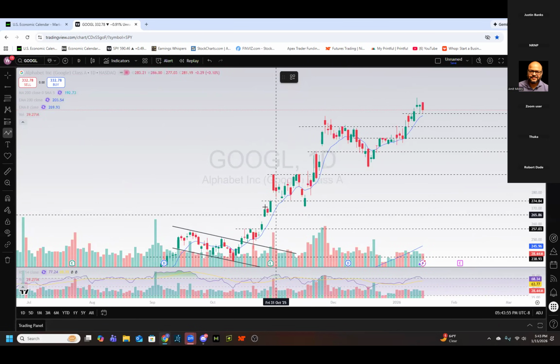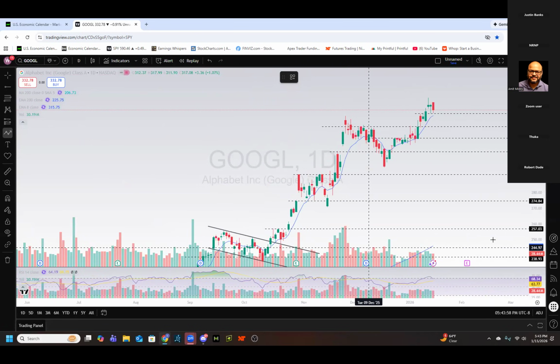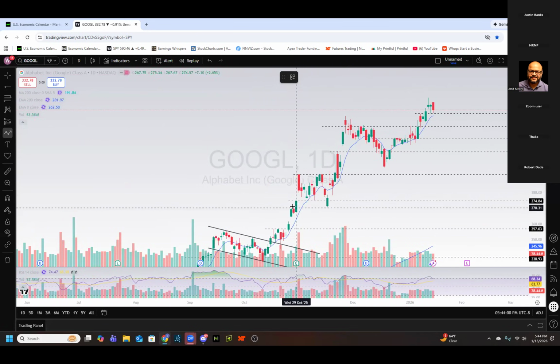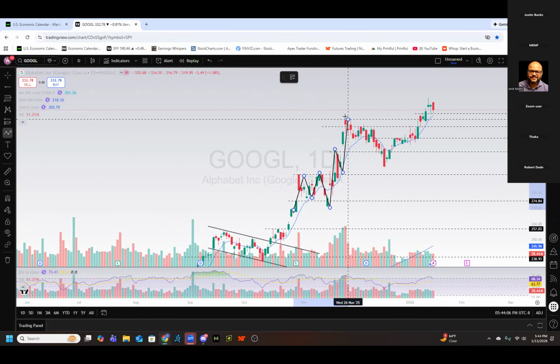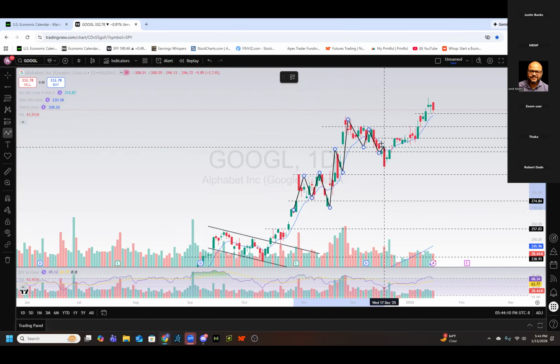Okay. Well, this has happened a few times, actually. But okay, here we go. Structure gets created, we break out, we back test, and then we go higher. All righty. Then more structure gets created. It's a little ugly here, right? But it happened.